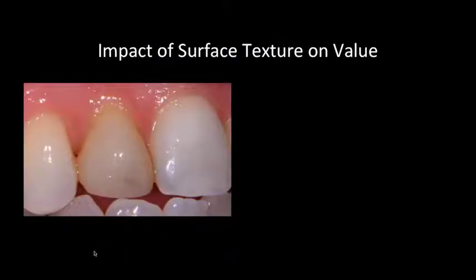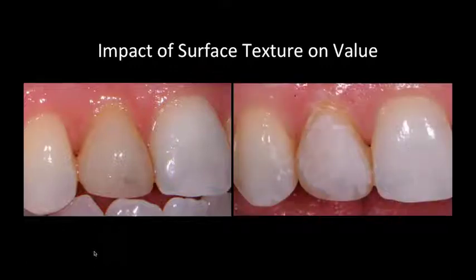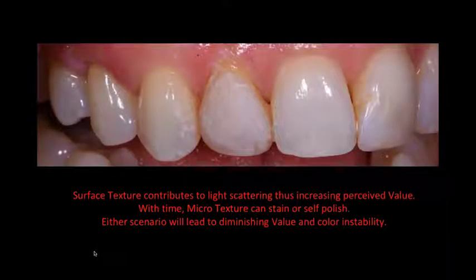So on the left here, what you see is a patient that actually came for retreatment of an undersized lateral incisor. So she had direct composite restoration on that lateral incisor. And you can see the difference in the value between that tooth and the adjacent teeth. Now, I was just doing this for demonstration purposes, but if I lightly abrade the surface of that tooth, you can see how the value really jumps. And now it's actually brighter than the adjacent teeth. So the surface texture basically creates light scattering that increases the perceived value of the tooth.